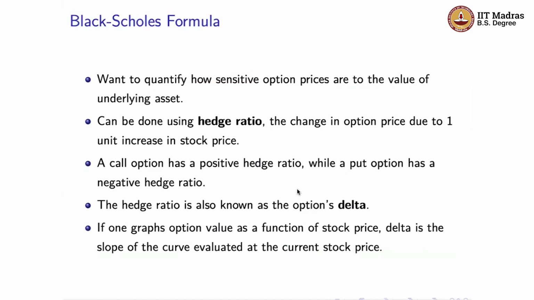Whereas for the put option, it's exactly the opposite relation. In fact, you can use the put-call parity relation to think about why it should have a negative relation between what is happening to the price of the call option and the price of the put option. This hedge ratio is also sometimes known as an option's delta, something that you might hear. And how do we calculate this hedge ratio or delta? One way is that if you have the graph, you can graph the option value as a function of the stock price. And if you look at the definition, this is nothing but the slope of this curve, the curve being the graph of the option value as a function of the stock price.